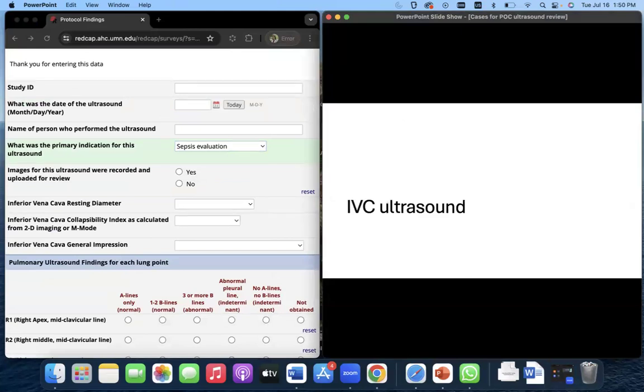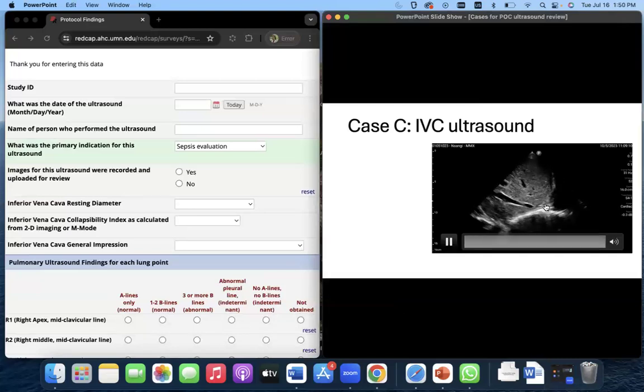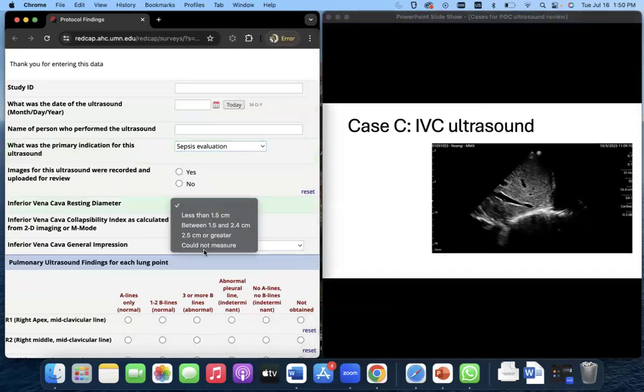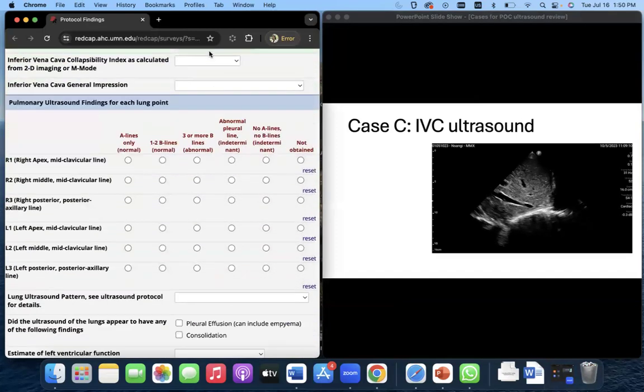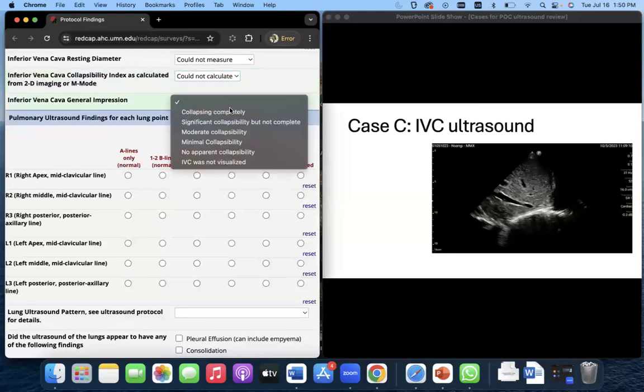Starting with the IVC ultrasound. It looks very collapsed. Yeah, nice clear pictures there. We've got an IVC that's open as they breathe in, and then as they breathe out, collapsing. So a small, completely collapsing IVC. I don't know if we formally measured this one or if we just got the general impression. I don't think we formally measured it. So then we would say resting diameter could not measure. We didn't formally calculate that, but the IVC was completely collapsing.